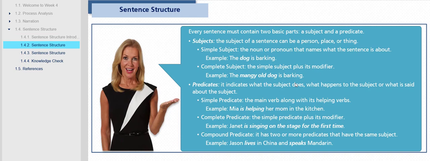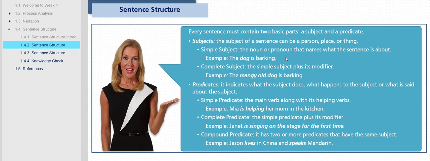Every sentence must contain 2 basic parts, a subject and a predicate. Subjects. The subject of a sentence can be a person, place, or thing. Simple subject. The pronoun or noun that names what the sentence is about. Example, the dog is barking.